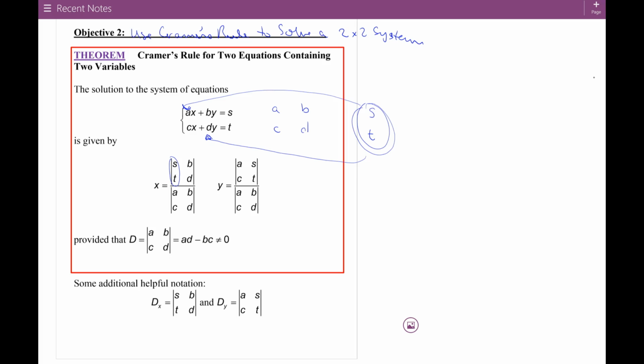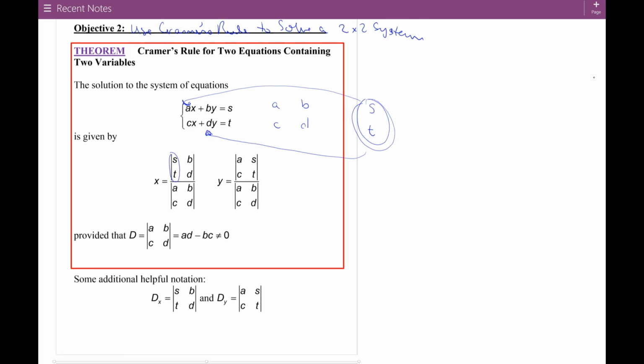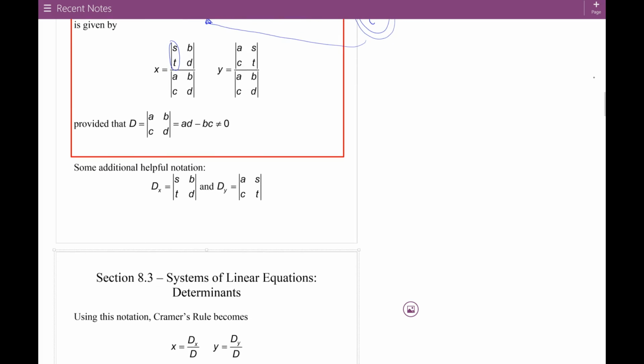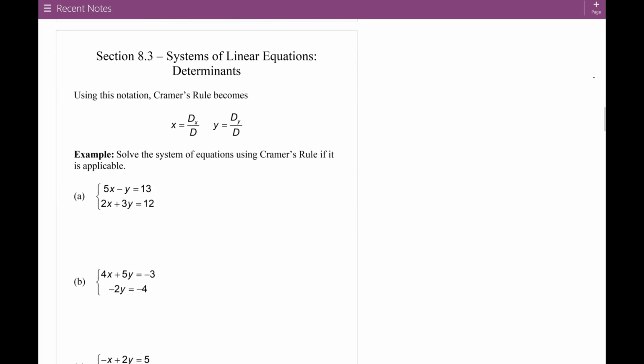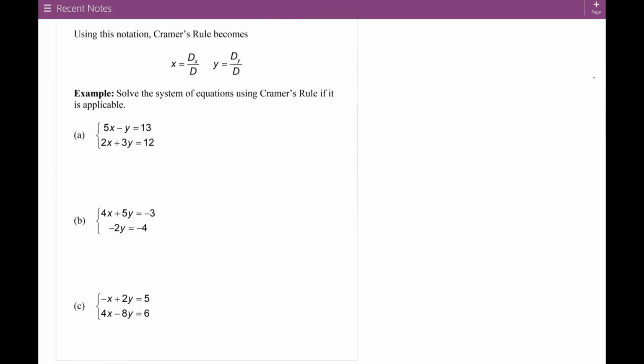Of course, that's only going to work if the determinant AD minus BC is not 0, because we can't divide by 0. So Cramer's rule doesn't always work, but we'll talk a little bit about that at the end. So there's some helpful notation just to make it shorter to write these determinants. If you replace the X coefficients with the constants, that one's called D sub X. And if you replace the Y coefficients with the constants, that one's called D sub Y. So then we can say the X value is going to be D sub X divided by D, and the Y is going to be D sub Y divided by D.